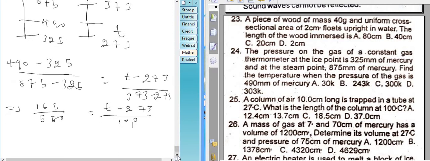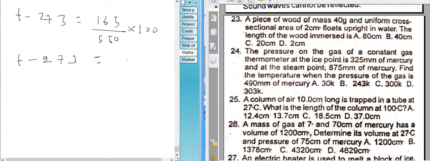To get the temperature, we cross multiply. By cross multiplying, we get T minus 273 is equal to 165 all over 550 times 100. So T minus 273, after evaluation, is equal to 30. So T is going to be equal to 303 Kelvin. Therefore option D is the answer.